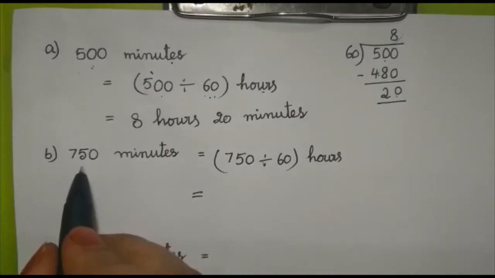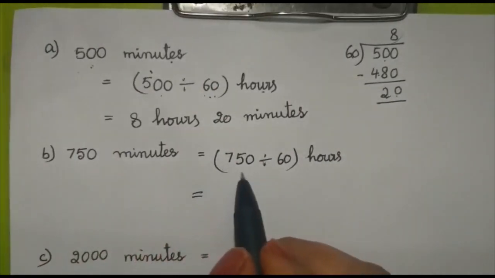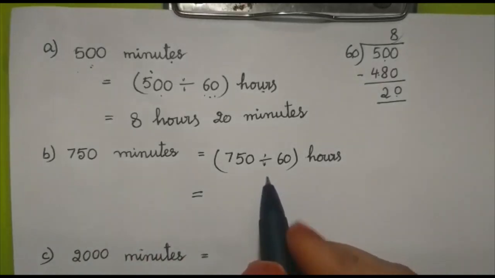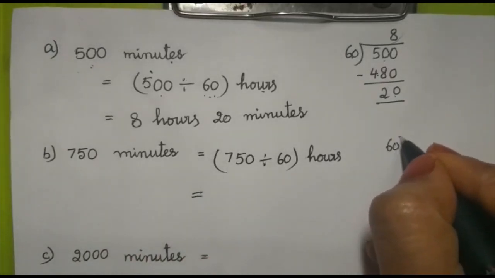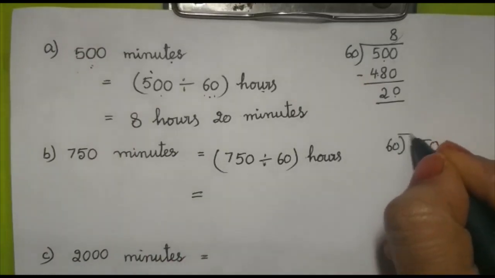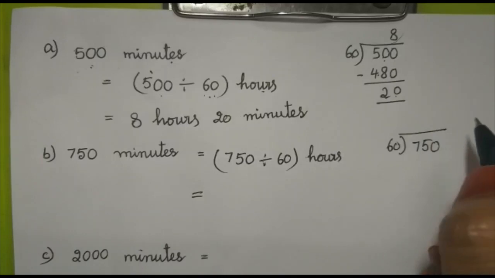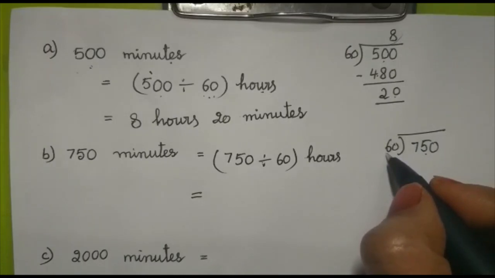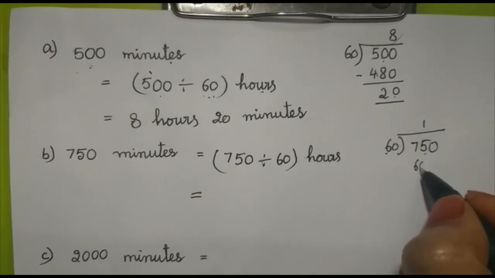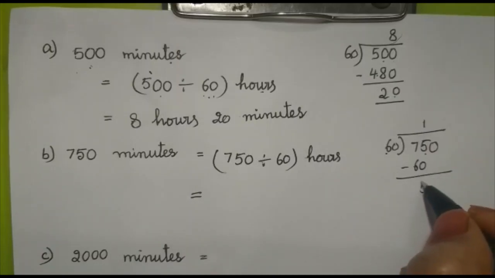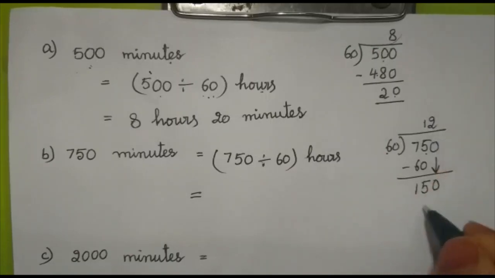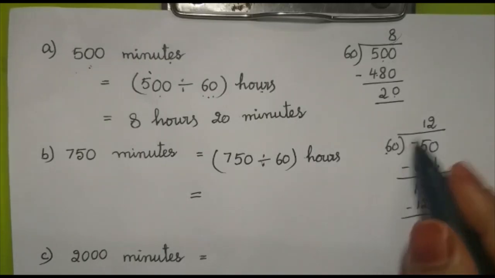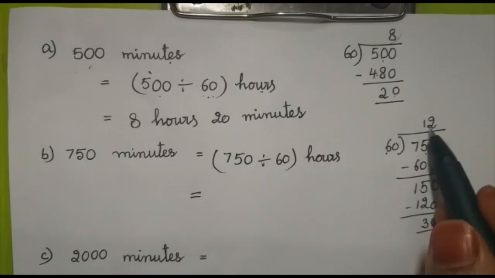Now see, 750 minutes. Here also we divide by 60 to convert into hours. Now we are dividing 750 by 60. Here we can take 2 digits, because 75 is greater than 60. 1 sixty is 60. Subtracting, 5 minus 0, 5, 7 minus 6, 1, and 0 comes down. Again 2 sixties are 120, 150 minus 120 is 30. If you take 3 sixties, 180, it will be more than 150, so I took 2.